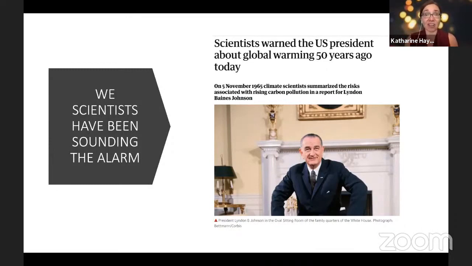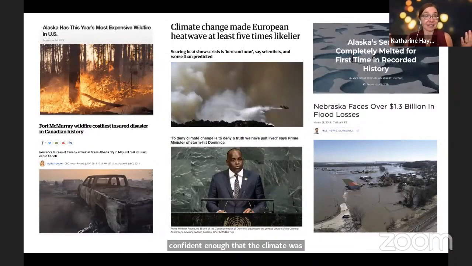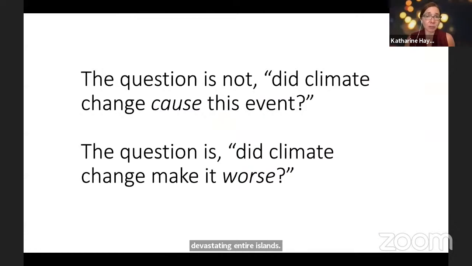And now the headlines look like this. Expensive wildfires, record-breaking heat waves, sea ice melting, flood losses, hurricanes devastating entire islands. So people often ask, did climate change cause this event? And that is not the right question, because we've always had hurricanes, cyclones, typhoons, droughts, floods, heat waves, storms. We've always had those. The right question is, did climate change make it worse? And by analyzing the data, we can answer that question.